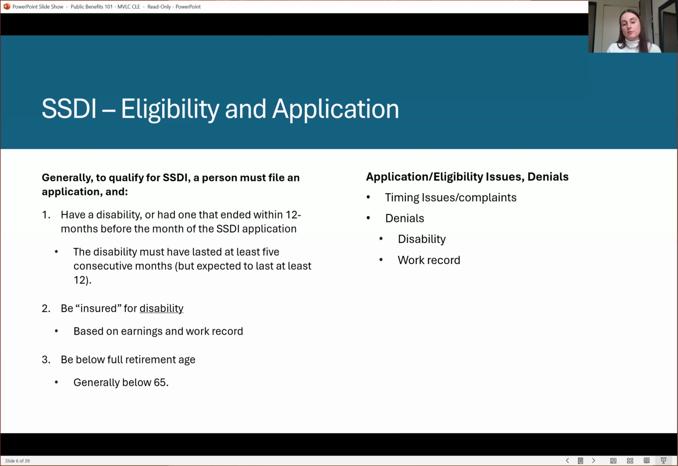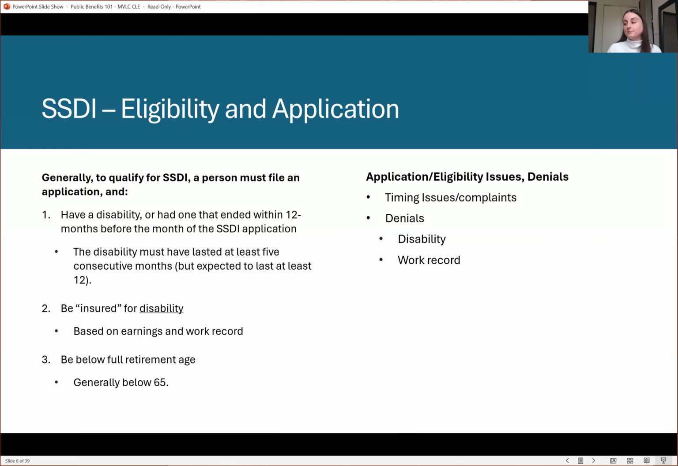And then you generally need to be below the full retirement age. Once you are eligible for full retirement, you're just going to get full retirement benefits. And because it takes a good amount of time to apply for SSDI, it's usually very difficult, if not impossible, to get it after 65. Which brings us to the first complaint in this section of SSDI benefits, which is timing issues and complaints. Setting clients' expectations that this is not an immediate process is very beneficial and important. Letting them know that this is actually a very long process.